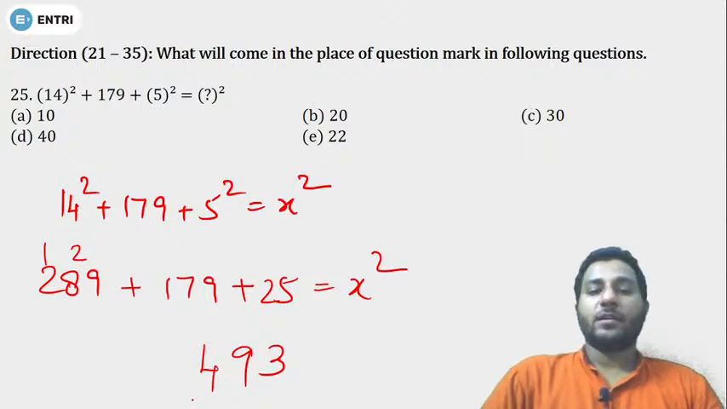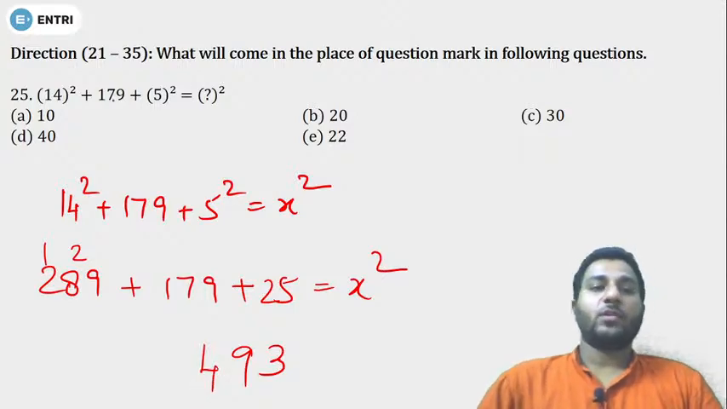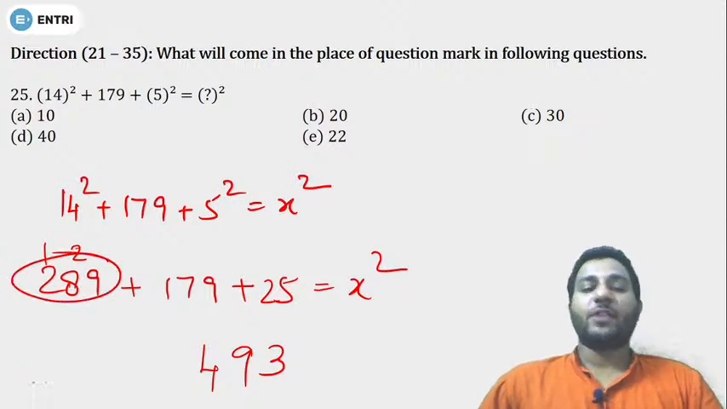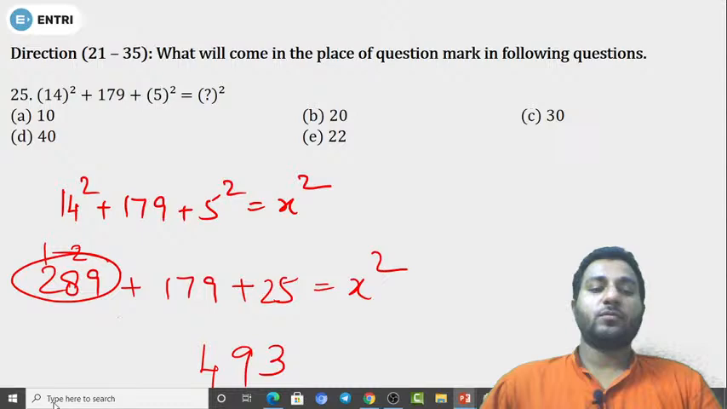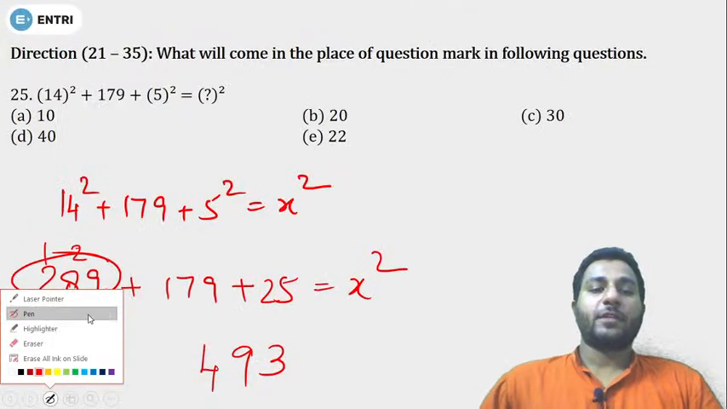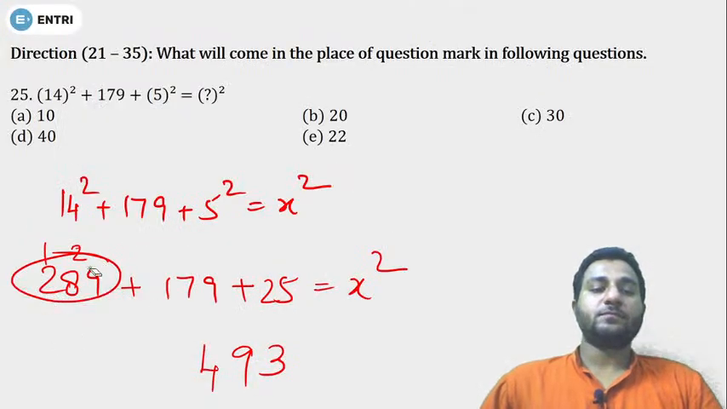Okay, is it correct? So look at this. 14 square, no, 14 square was 196, not 289. Okay, I'm writing it to check you. All right. Let's erase this one and solve it again.